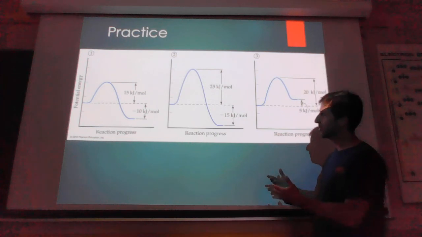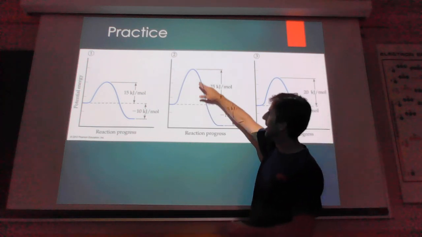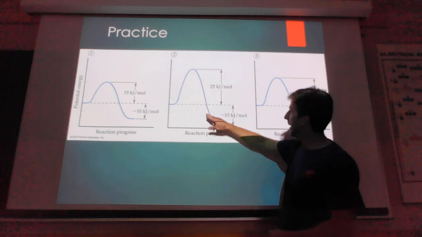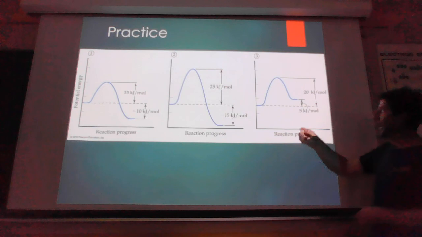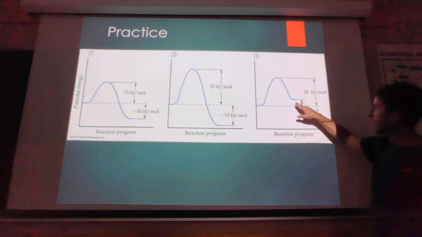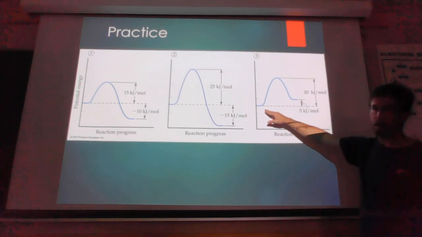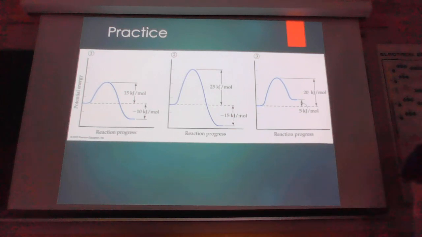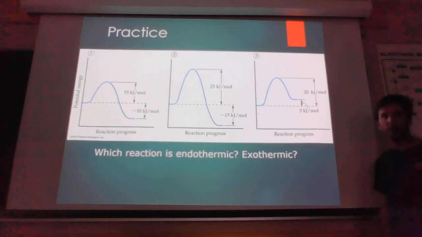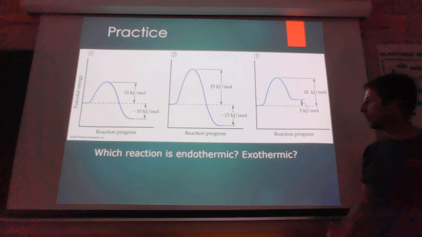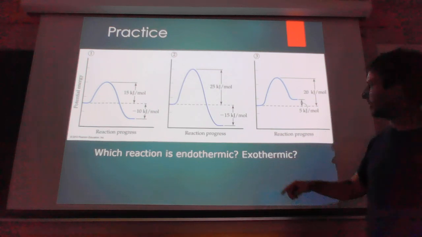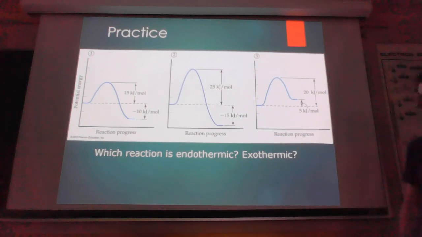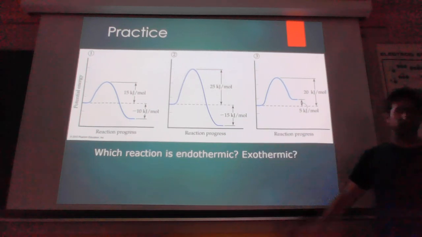The next one is very similar, but it's got a higher activation energy, and then a larger delta H value, more negative. And then the last one is going to be endothermic, where my products are actually a little higher than my reactants were. So, a few questions. Which reaction is endothermic? Endothermic is the one where my product is higher than my reactants, so that's graph number 3. Which ones are exothermic? The other two.